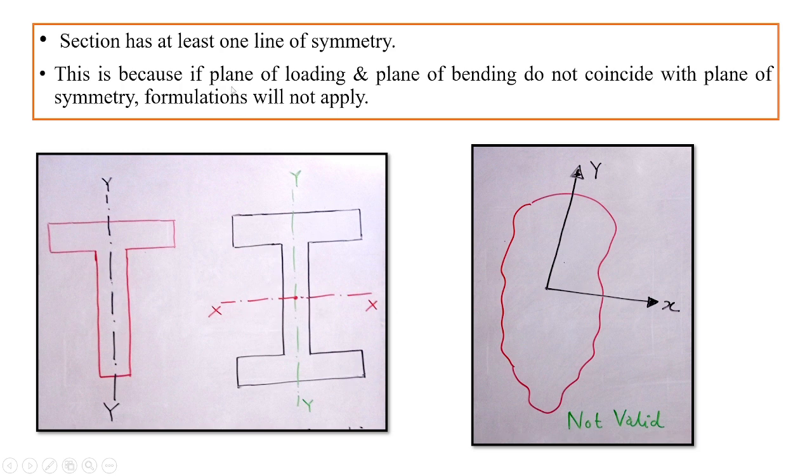This is because if the plane of loading and plane of bending do not coincide with each other, or rather do not coincide with the plane of symmetry, then the formulations of plastic analysis will not apply. For example, in the last figure here, you can see that the plane of loading and plane of bending are not coinciding with the plane of symmetry, and therefore I have clearly written here that plastic analysis is not valid for such kind of structural elements.